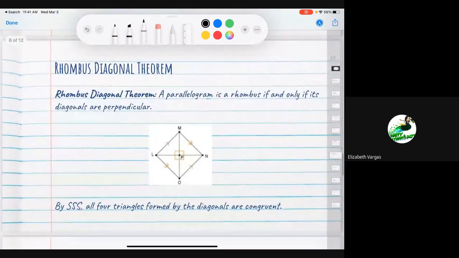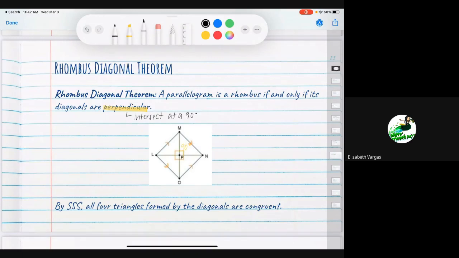Next one we're going to look at is the rhombus diagonal theorem, which basically says a parallelogram is a rhombus if and only if its diagonals are perpendicular. So basically, if the inside diagonals meet each other and intersect each other at a 90-degree angle, it has to be a 90-degree angle, right? Because in order for it to be perpendicular, it has to intersect at exactly a 90-degree angle.